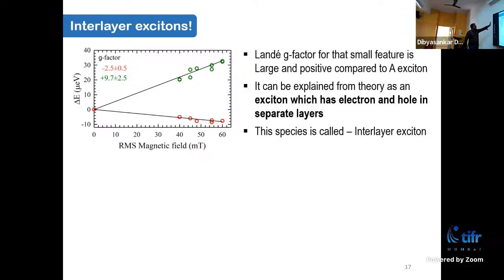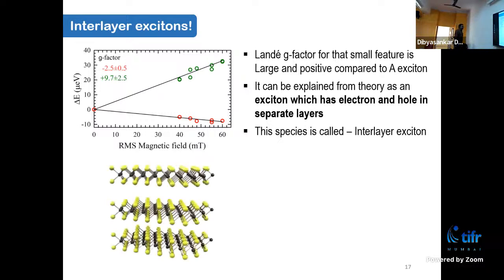So what is the physics underlying the positive and negative g factors? There is some theory which says that this is a layered material. This is the monolayer I told you about, 7 angstrom thick, but it can stack on each other and make a bulk. One exciton can be like this: the electron is in one layer and the hole is also in that layer only, so they are bound in this layer. This is called an intra-layer exciton. The theory suggests that for this kind of species, the g factor is supposed to be negative.